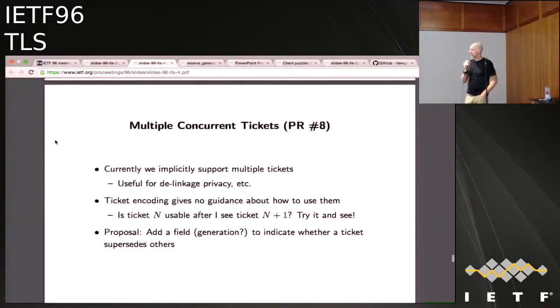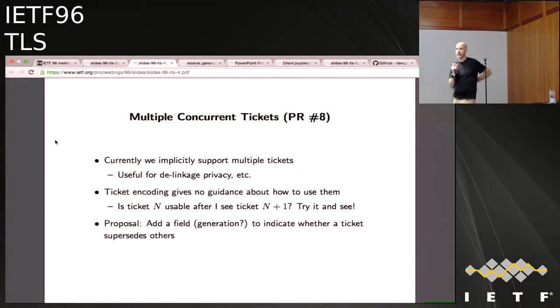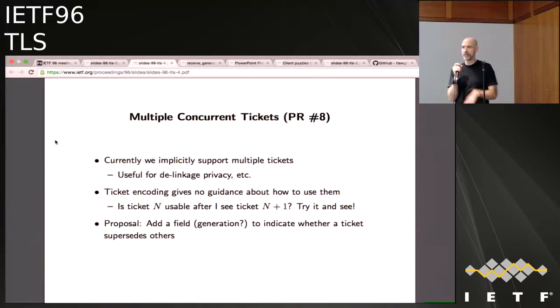Okay. So this is hopefully pretty fast. There's a bunch of discussion about having multiple concurrent tickets. The spec implicitly allows you to have as many tickets outstanding that apply to the same keying material as you want. And this is useful for delinkage and stuff like that. So the spec gives you no guidance whatsoever on how to use them. There's some implication that maybe you should use the most recent ones first, but it doesn't tell you if it's likely that they're all going to work.